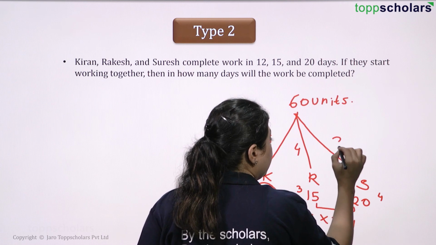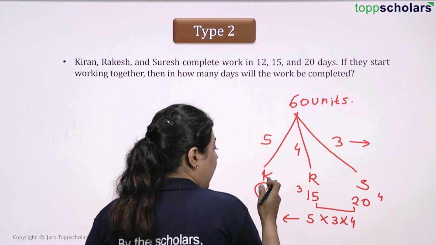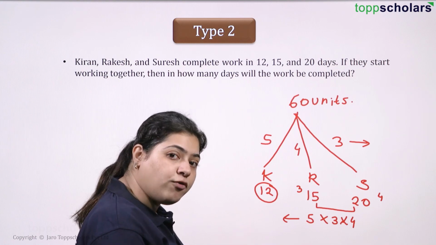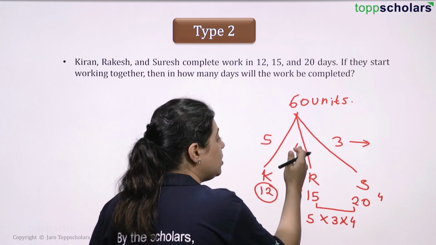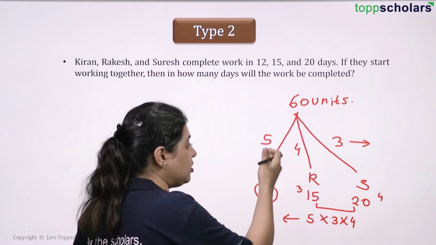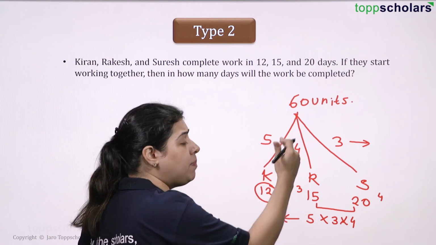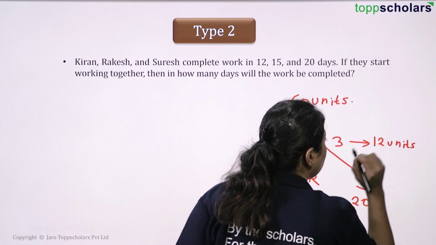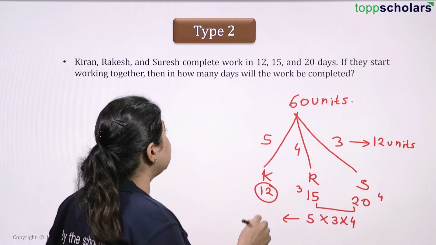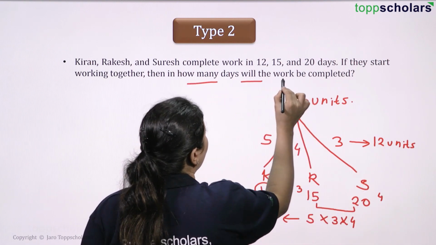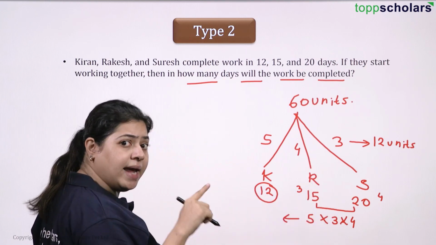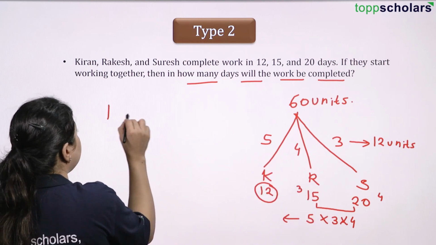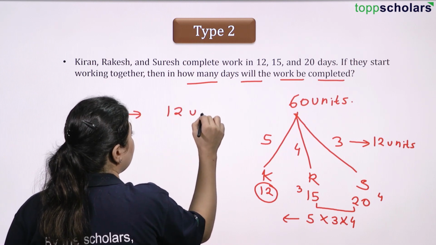It will be 3. So, K, R and S can do, or their efficiency of 1 day of work is 5 units, 4 units and 3 units respectively. So, 5 plus 4 is 9, 9 plus 3 gives me 12 units. So, in 1 day, 12 units are completed. The question is asking how many days will the work be completed. If in 1 day, together all 3 of them are working, 12 units are completed. In 1 day, 12 units.